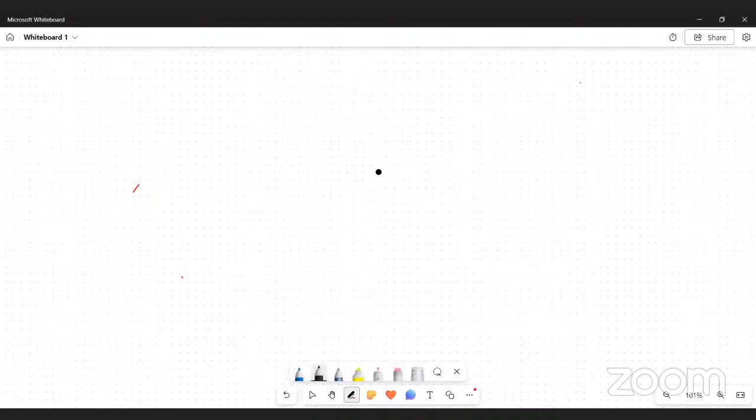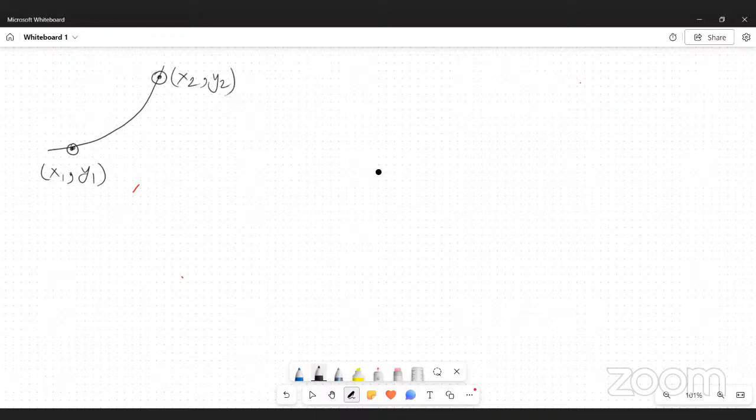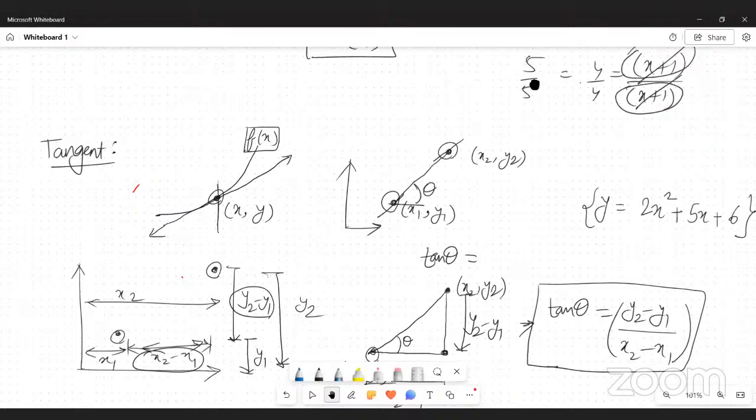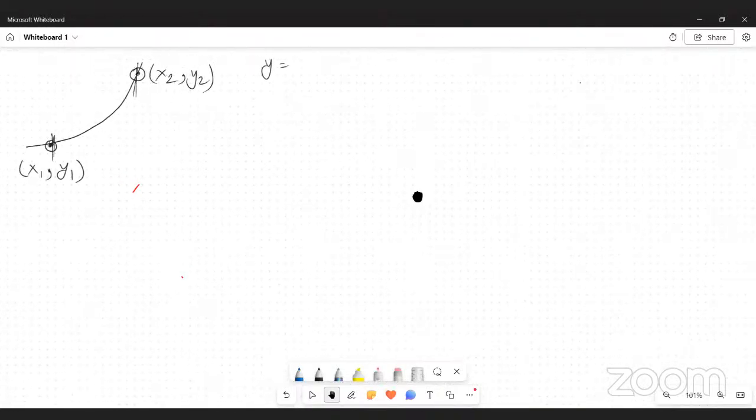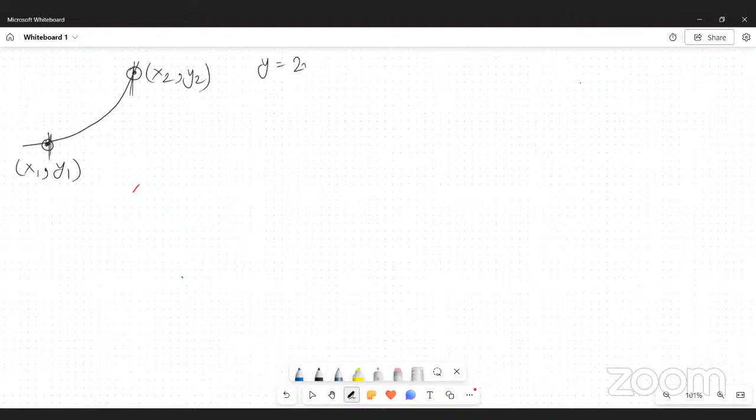Okay. So moving ahead, I have 2 points on this curve itself. I know the x1 of this point, and I know the x of this point. Like I know the x coordinates of both of these points. So can I say I have this curve that she had told me, 2x square plus 5x plus 6.